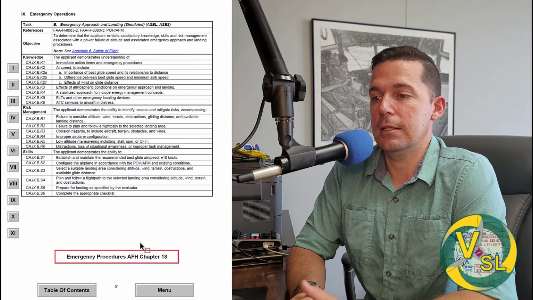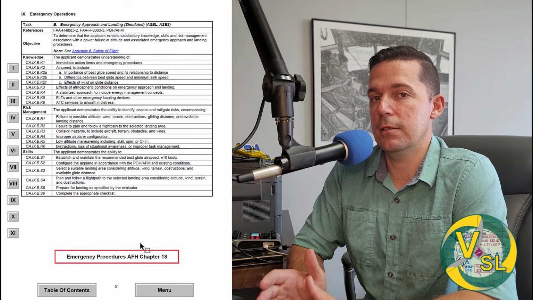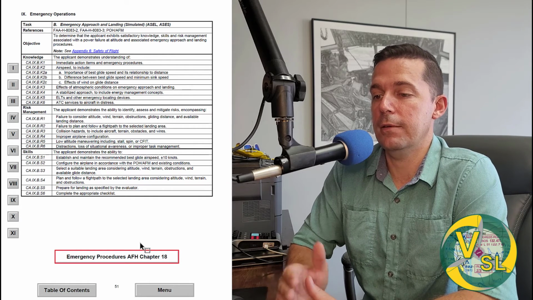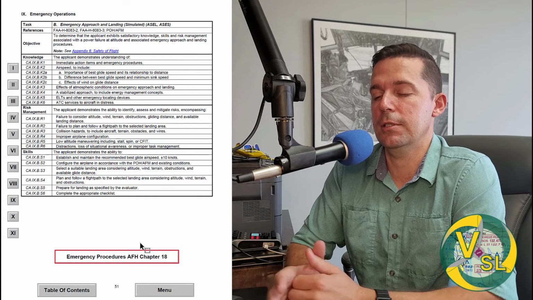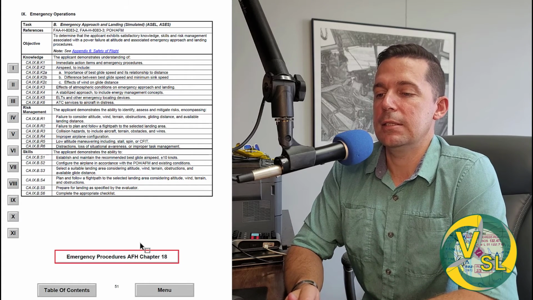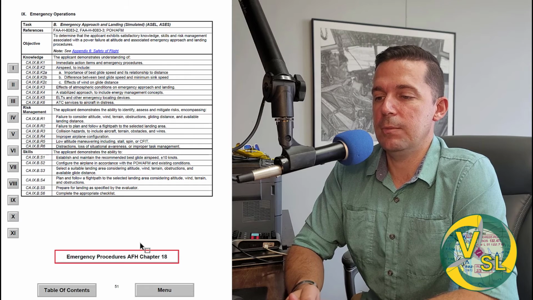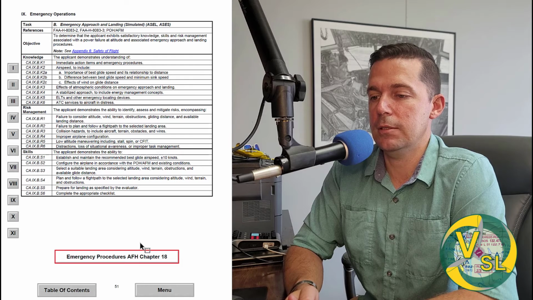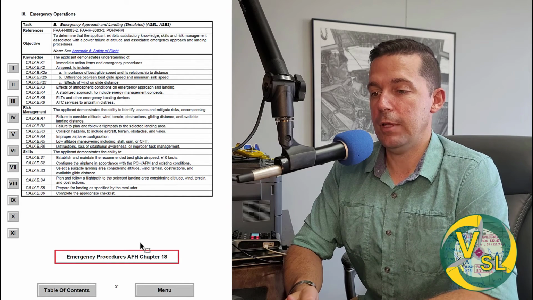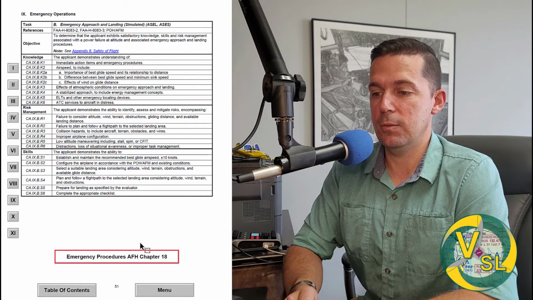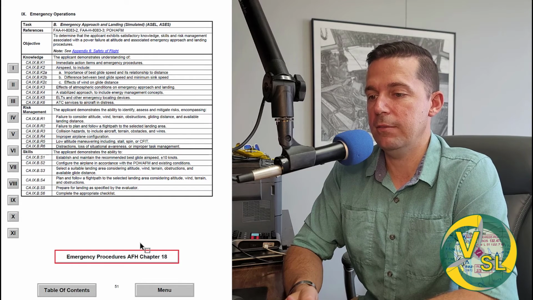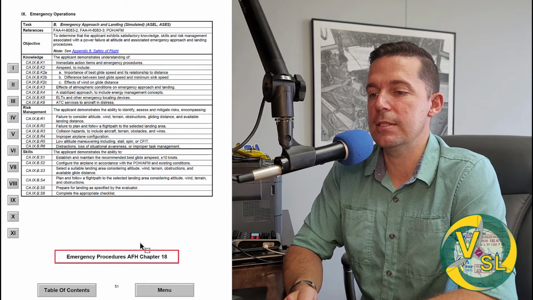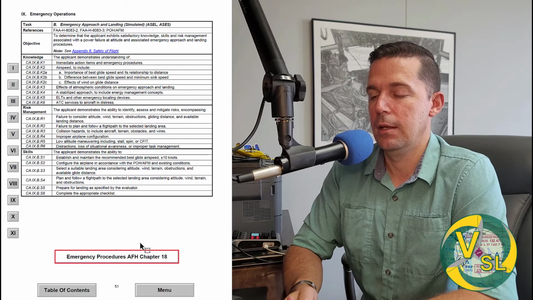Task B, emergency approach and landing. Simulated airplane single engine land or single engine sea. So this is just for single engine aircraft, and we're going to talk about that because we're focused on the single today. This has 6 skills. Skill 1, establish and maintain recommended best glide plus or minus 10 knots. Skill 2, configure the airplane in accordance with the POH. Skill 3, select a suitable landing area considering altitude, wind, terrain, obstacles, and available glide distance. Skill 4, plan and follow a flight path to the selected landing area considering altitude, wind, terrain, and obstructions. Skill 5, prepare for landing as specified by the evaluator. And Skill 6, complete the appropriate checklist.